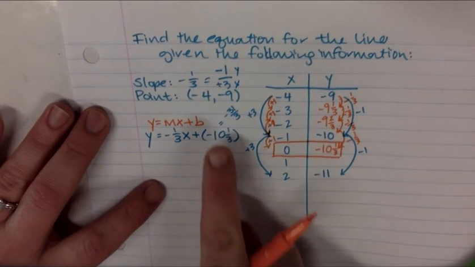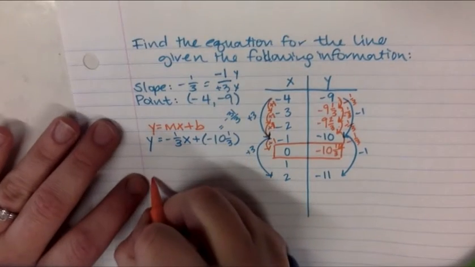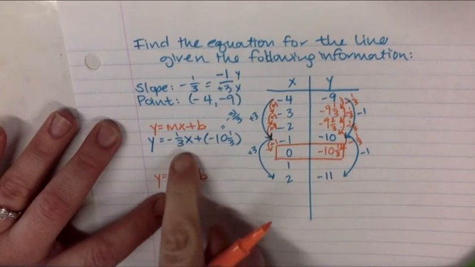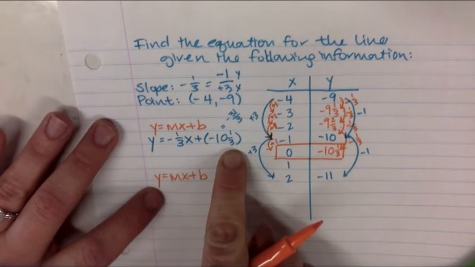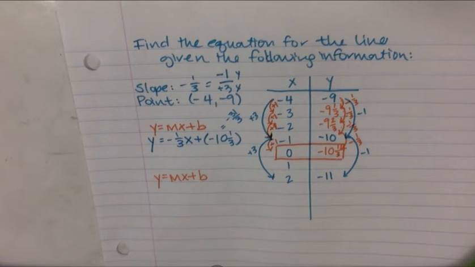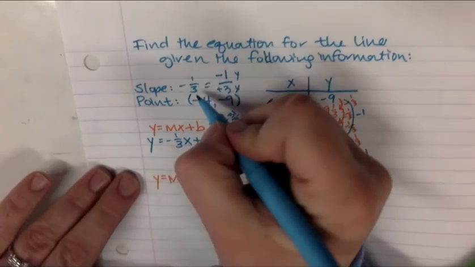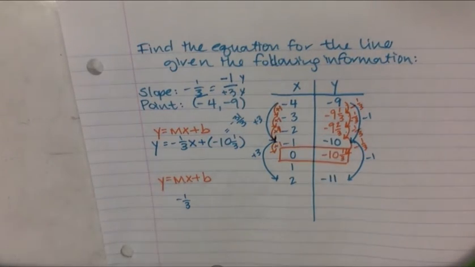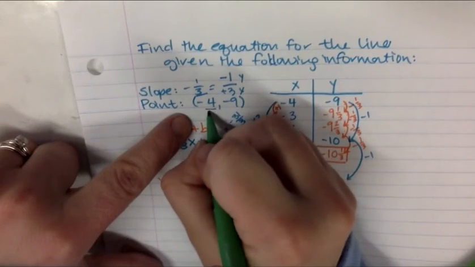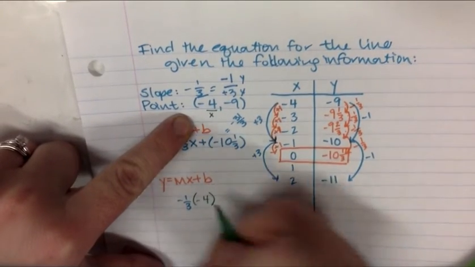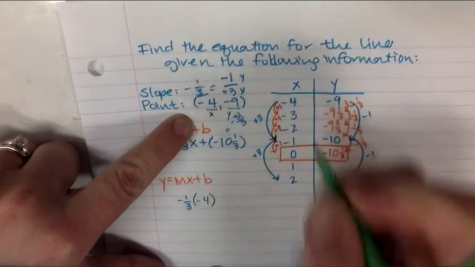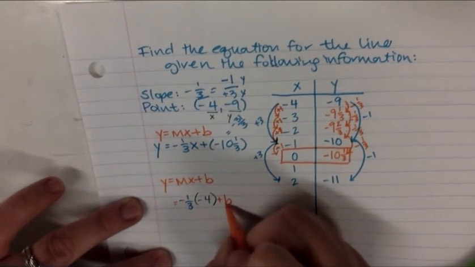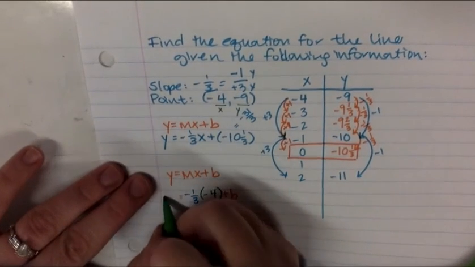Let's figure out what this would look like if I did it just with algebra. So we have our base equation, y equals mx plus b. We want eventually to get this same equation here as we have. We have some values that we can use. We know our slope is negative 1/3. We know an x value of negative 4, and we have a y value of negative 9. So we can put all of this in here. We don't know what our b value is. We're going to solve for that.